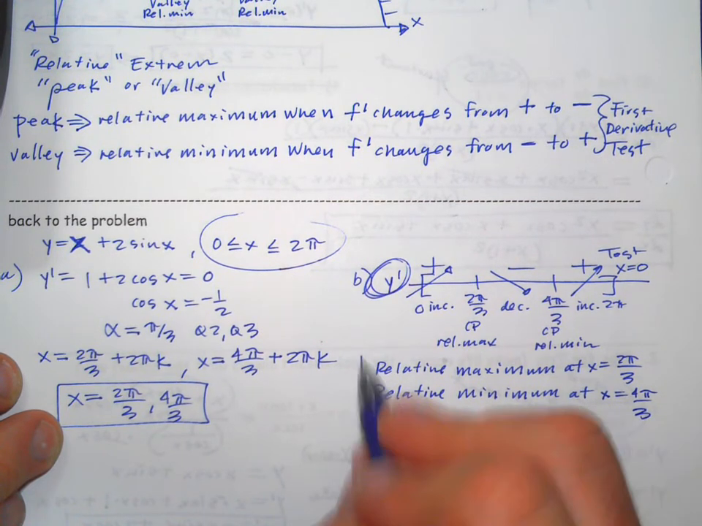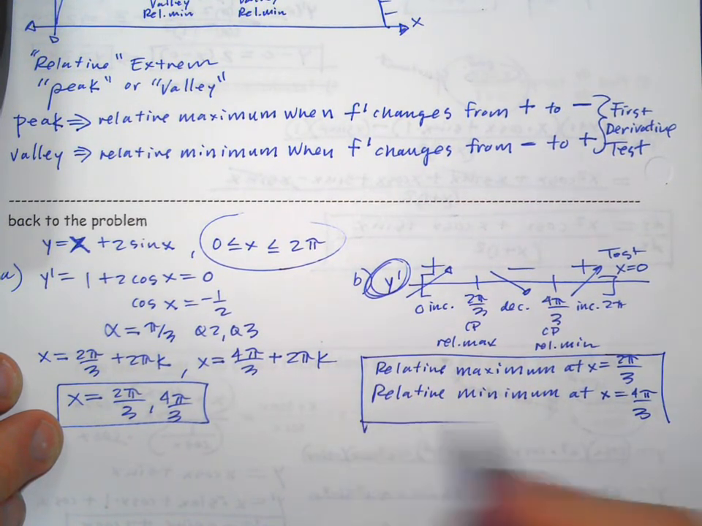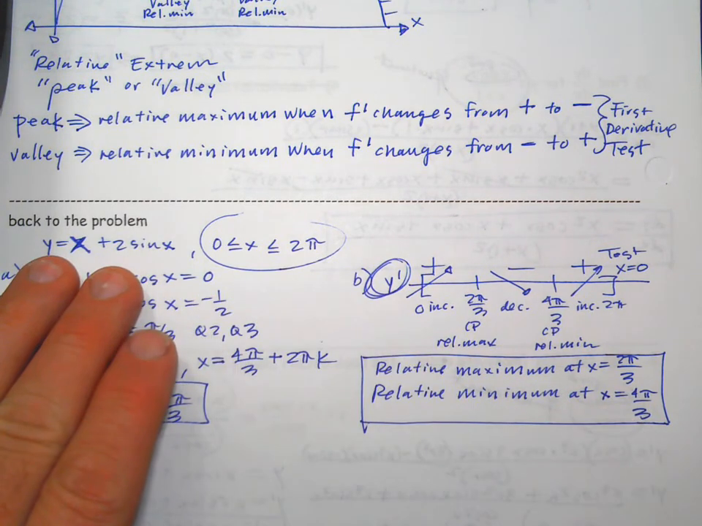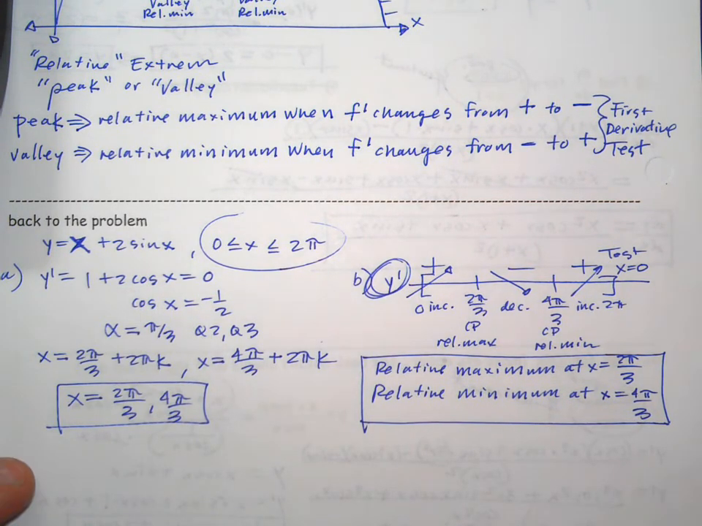And say "at." Don't say the relative max is 2 pi over 3, because the relative max and relative min are actually the y values, which we could find if we wanted by plugging these x values back into the original function.